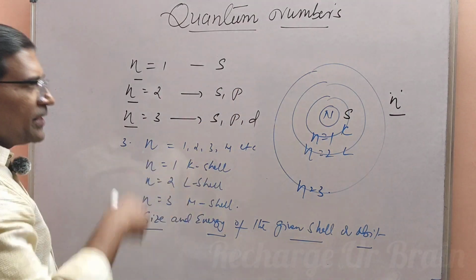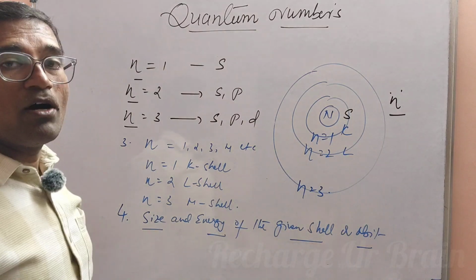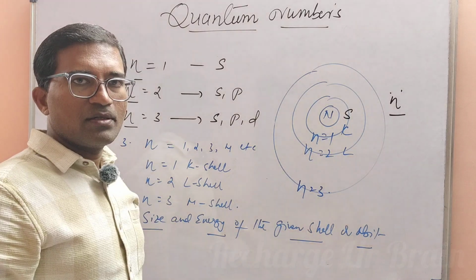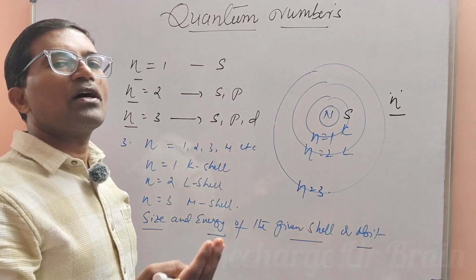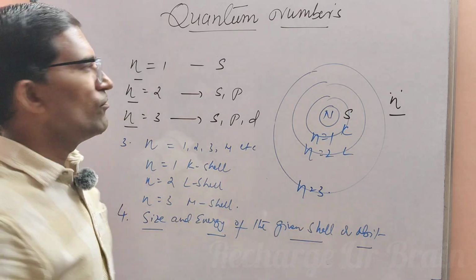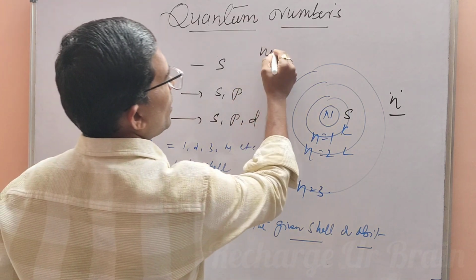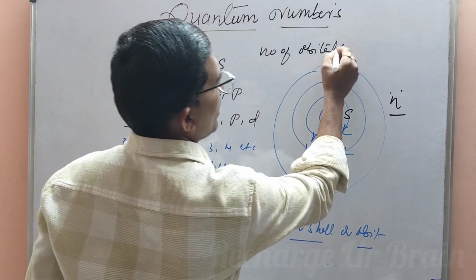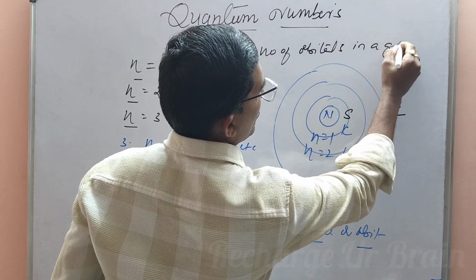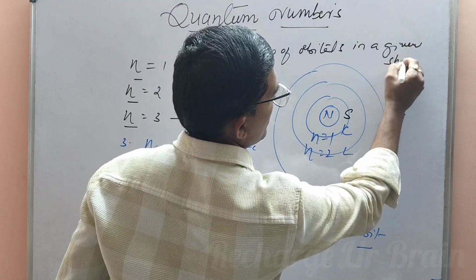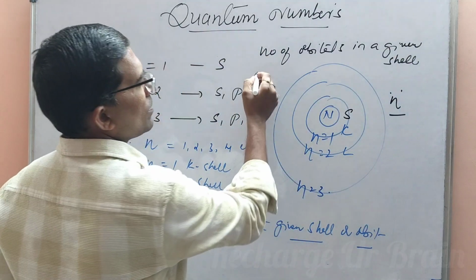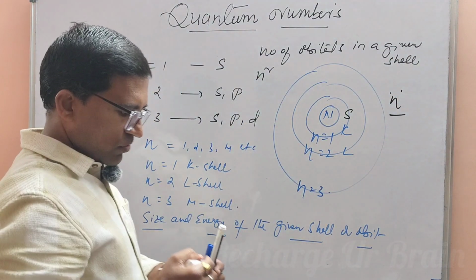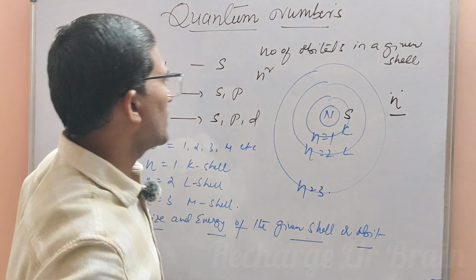Now, if you want to find the total number of orbitals in a given shell, we can use the formula N square. Now I will rub this out. Here I will write.